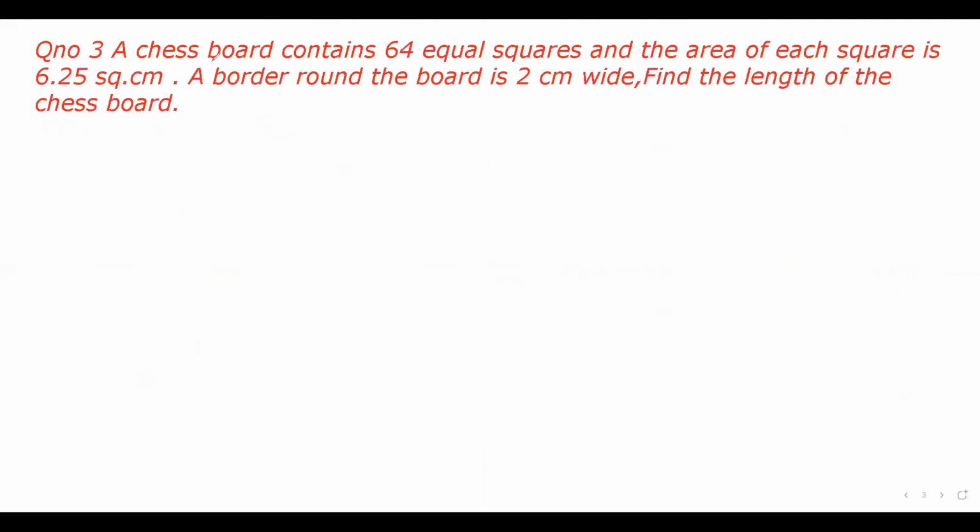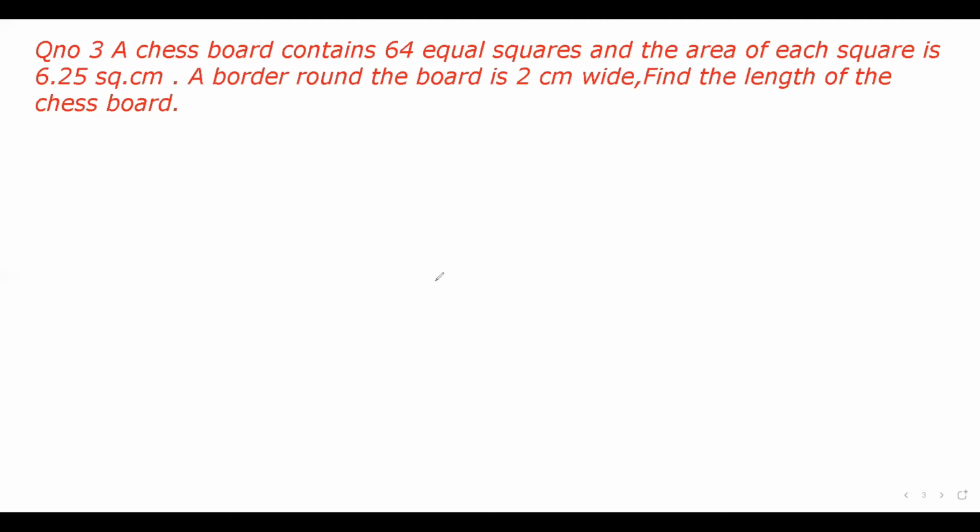Question number 3. A chessboard contains 64 equal squares and the area of each square is 6.25 square centimeter. A border around the board is 2 centimeter wide. Find the length of the chessboard. There is a chessboard, we know in a chessboard there are 64 equal squares and the area of each square is given, and around the squares there is also a 2 centimeter border. So we have to find the length of the chessboard.